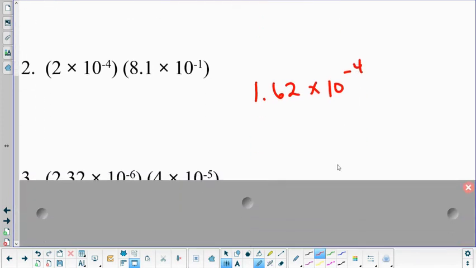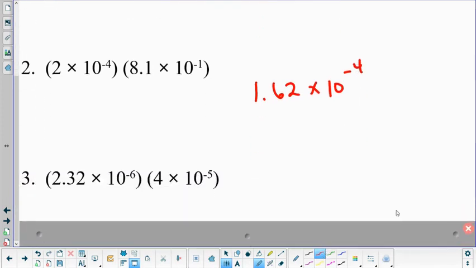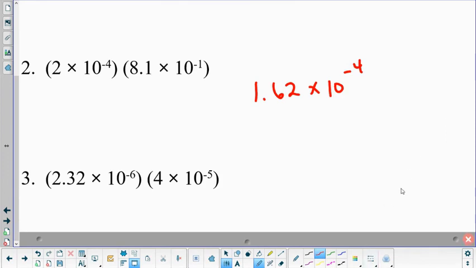Ready for number 3? All right, another multiplication. Go ahead and pause your video. So for this one, we should have gotten 9.28 times 10 to the -11th power.